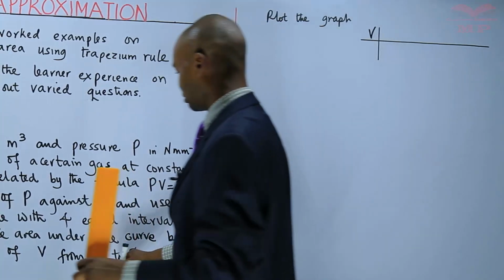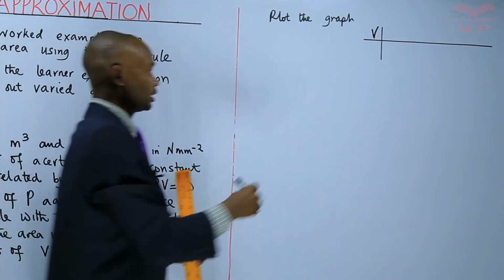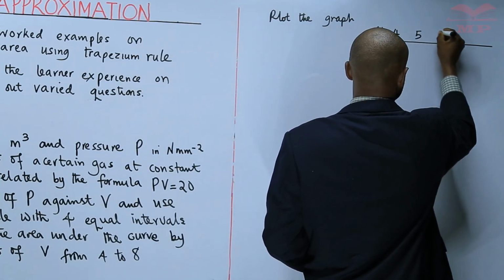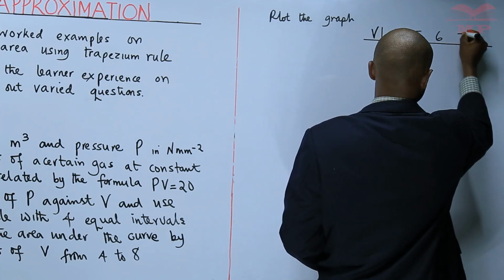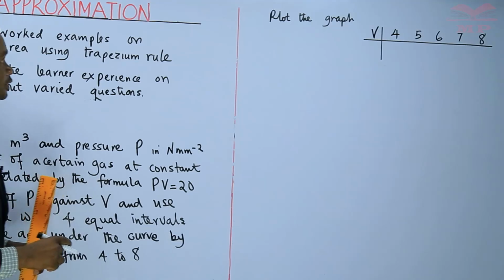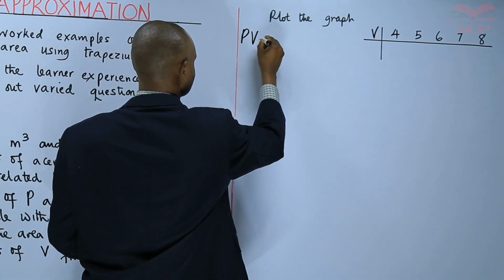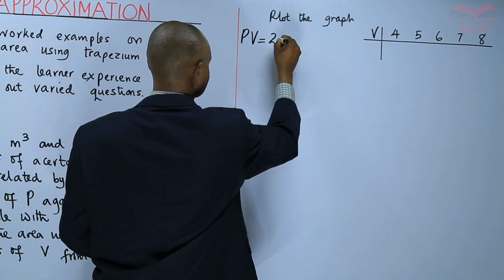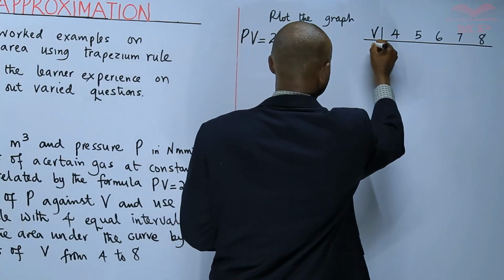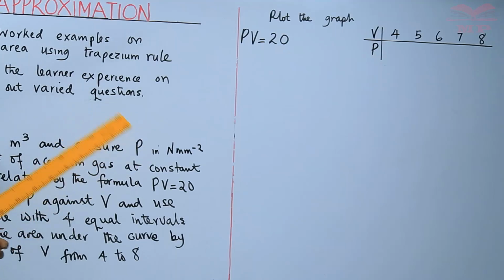So in the question, they have given you values of 4 to 8. So there is 4, 5, 6, 7, and 8. There is a connection in the formula, PV is equal to 20. That is what will help us to get P.